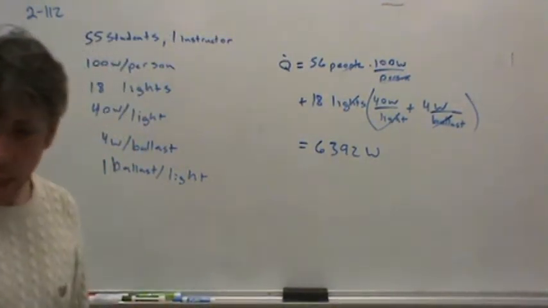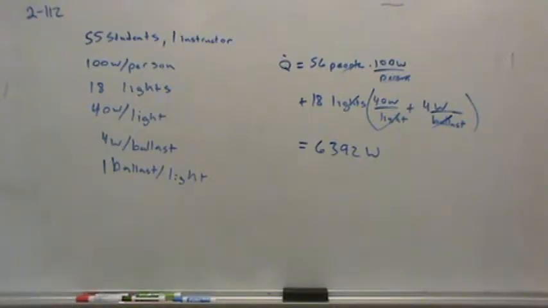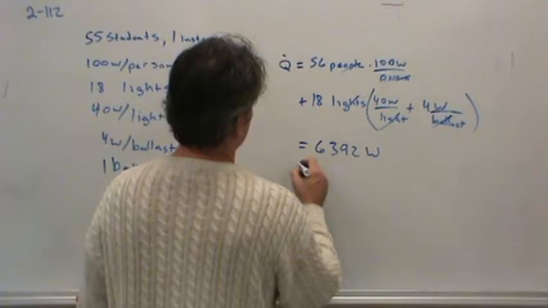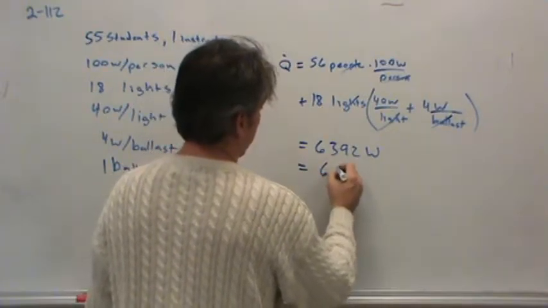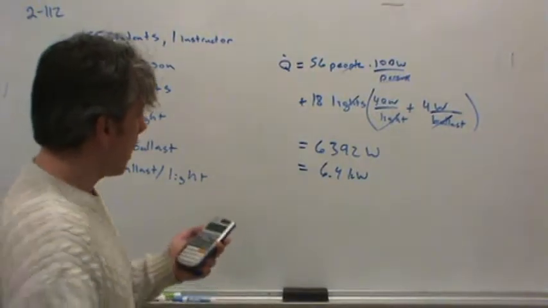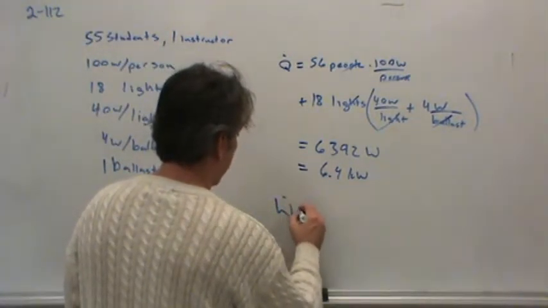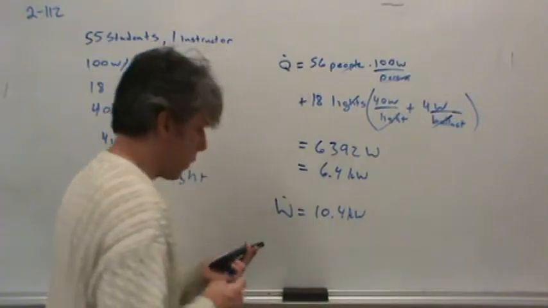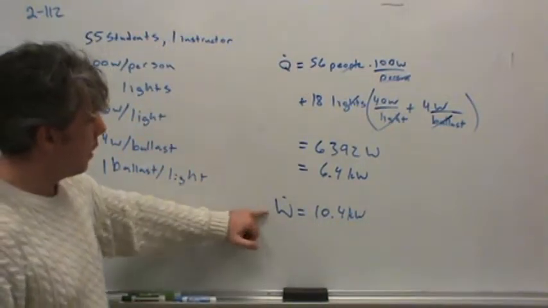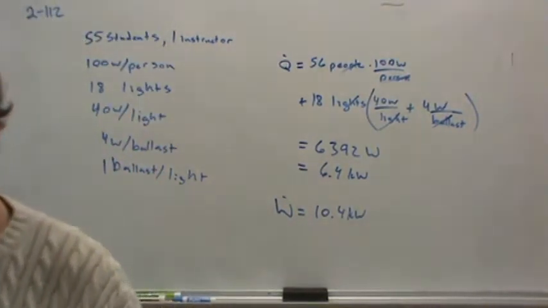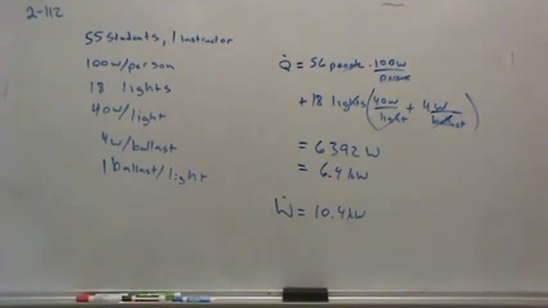Now notice that the heat output of the people doing nothing was 6.4 or so kilowatts. Now, I've just computed that the work output of the people would be about 10.4 kilowatts if they were in the gym instead of just sitting in the classroom. Okay, so I believe that this classroom number is reasonable.